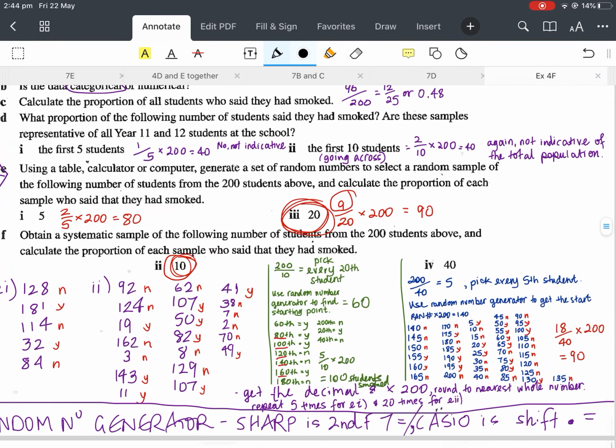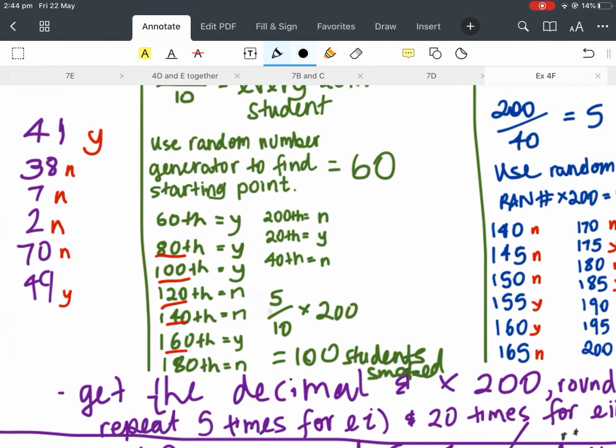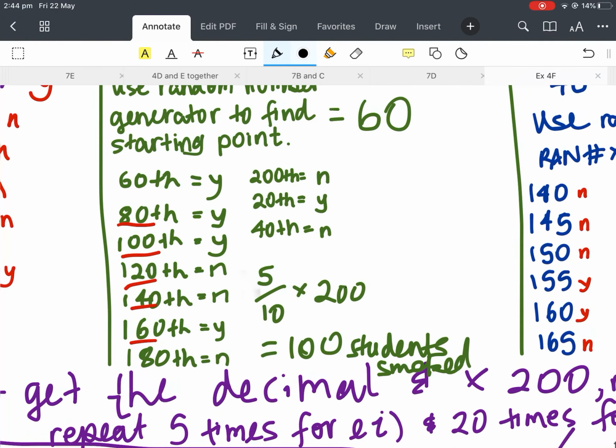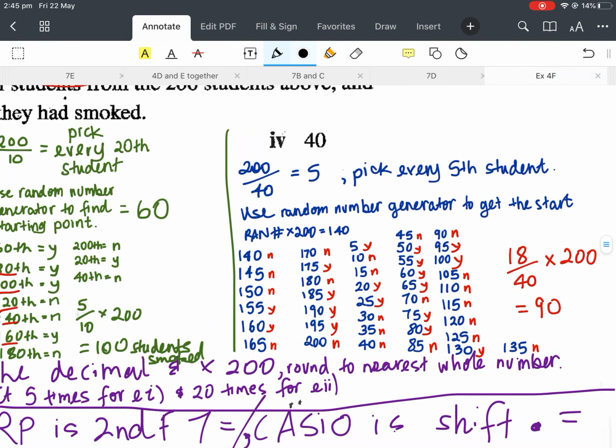are correct. So then I counted how many yeses I had out of that 10. I had 1, 2, 3, 4, 5. That gave me 5 out of 10. Multiplied by the 200 students, I got an answer of 100. Now again, that's getting closer to the 96, isn't it? Obviously, the more numbers you use, the closer and closer you're going to get.